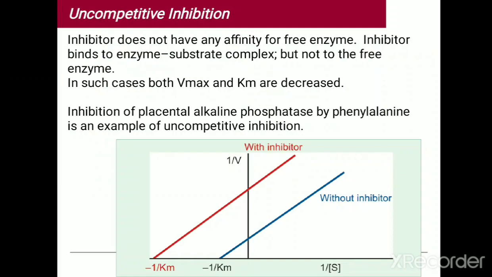The next type of inhibition is uncompetitive inhibition. The important thing is that the inhibitor has no affinity towards the free enzyme molecule. The inhibitor binds to the enzyme-substrate complex, and in this case both Vmax and Km decrease. This is the enzyme kinetic curve in uncompetitive inhibition. The x-axis represents the substrate concentration and the y-axis represents the reaction velocity. It's a double reciprocal plot, so the x-axis represents the reciprocal of substrate concentration, and the y-axis represents the reciprocal of reaction velocity.